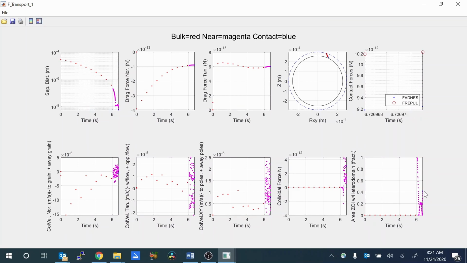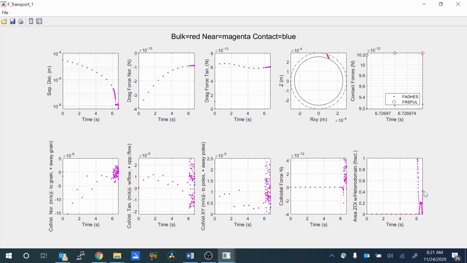That's enough to bring it into contact. You see the dots turn blue in the trajectory, and now the contact plot in the upper right kicks in. So the adhesive contact force, which includes van der Waals, in this case, Lewis acid base, and electric double layer now that it's over a positively charged heterodomain. Those are all adhesive forces.